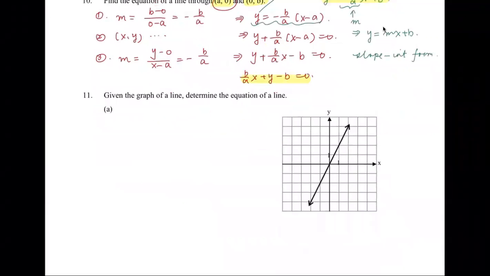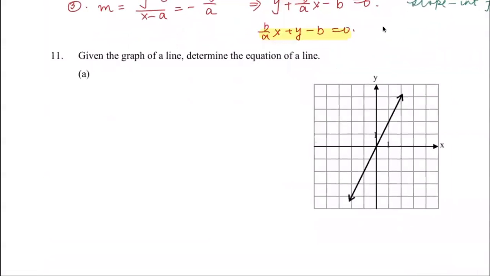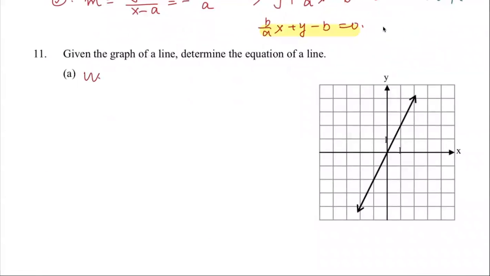11. Given the graph of a line, determine the equation of a line. Okay, so how do we do this? How do we determine the equation of a line? We need slope. So let me write what we need. So we need slope. And we need a point.